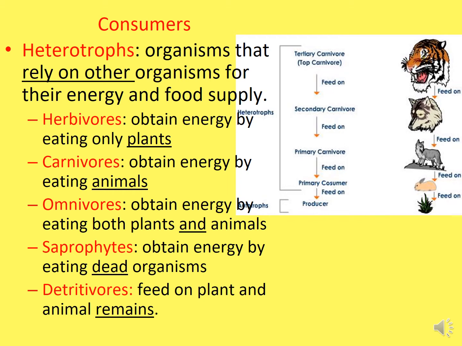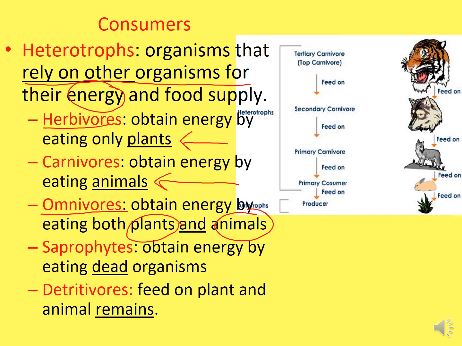All right, so consumers, this is us. Consumers, heterotrophs, organisms that rely on other organisms for their energy. So we're still talking about energy, right? Herbivores only eat plants, okay? Carnivores eat animals, so they only eat meat. Omnivores is what we are as humans. We eat animals and plants. This is how the energy is passed on.